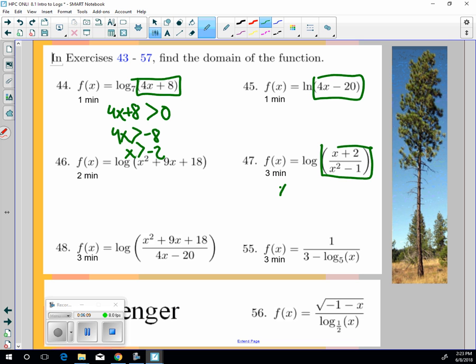So how are you going to do this one? (x plus 2) over (x squared minus 1) greater than 0. Well, you're going to do exactly what we did last chapter. You're going to draw that number line. The 0 is at negative 2. The vertical asymptotes will be at negative 1 and 1. So you're going to test these areas.